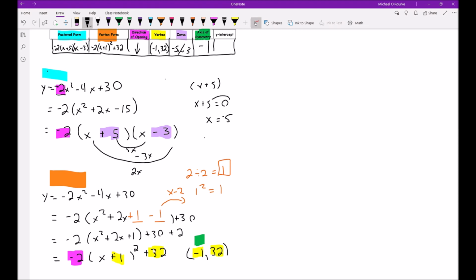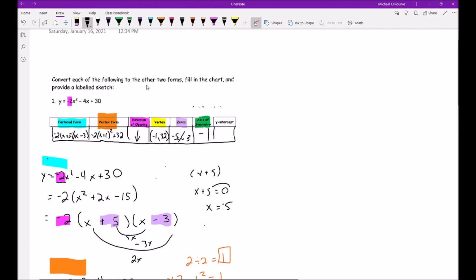And the last thing we're trying to find is our y-intercept. And the y-intercept here, the easiest way to find it is our c value. Okay? We could, if we had this, plug in a 0 and solve for it. But it's our c value in standard form. So, it is 30.